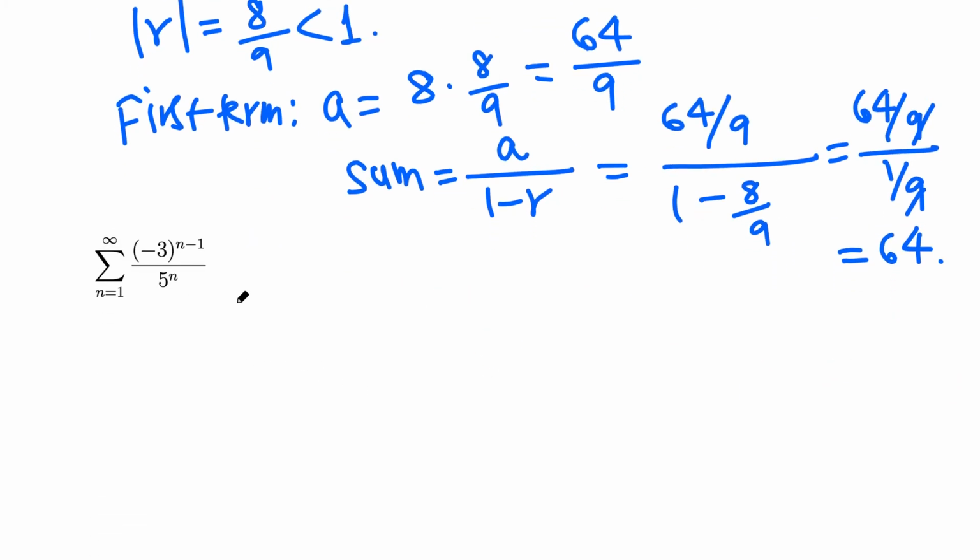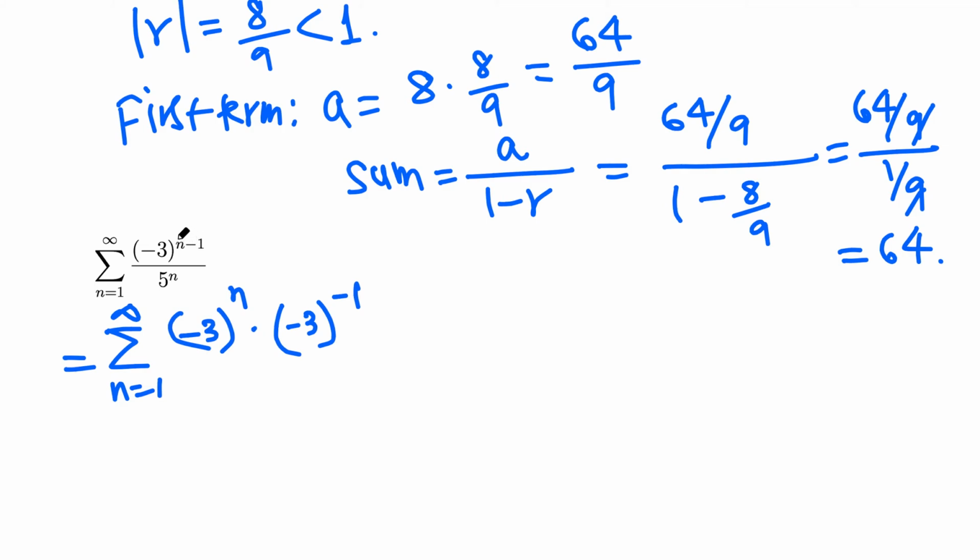Okay, here same thing. Let's simplify. N from 1 through infinity, negative 3 raised to n minus 1. Let's do this: negative 3 raised to n times negative 3 raised to negative 1. N minus 1 means negative 3 raised to n and negative 3 raised to minus 1. Because I saw 5 raised to n, so I want to make something raised to n on the top as well, all over 5 raised to n.